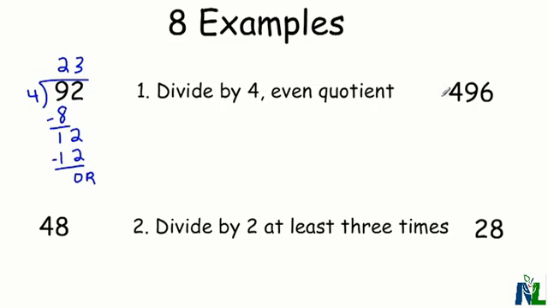Let's try this strategy with the number 496. In this example, I have a quotient of 124. 124 is even, so this lets me know that 496 is divisible by 8.